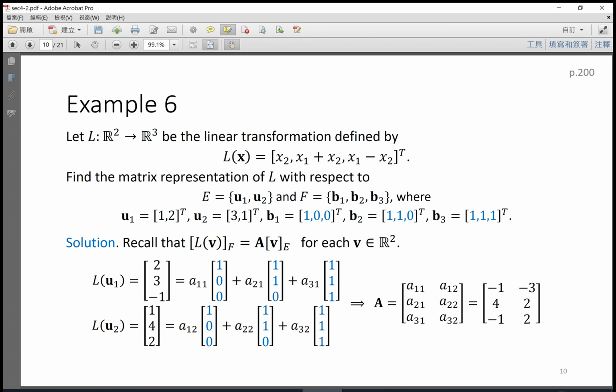Note that this equality corresponds to three equations. From the three equations, we can solve the three variables A12, A22, and A32, which are -3, 2, and 2. A12, A22, A32 is the coordinate of L of U2 with respect to F, which is the second column of matrix A. Since we already computed the two columns of matrix A, this example is finished.